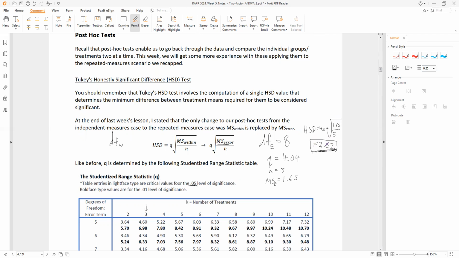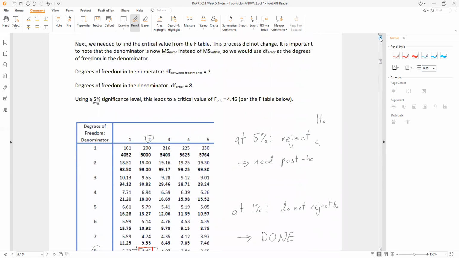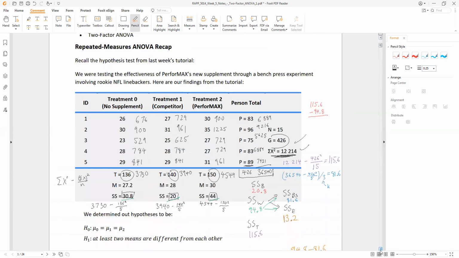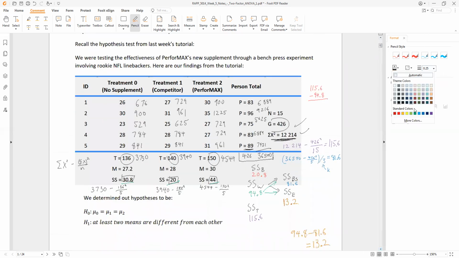So what do I do with that? Well, with that, now I go back to my group means, and I see which ones were different by more than this amount. So 2.32. If we go back to our group means, here they are. I'll do it in this dark red here. So I'm doing my group means, and I'm doing the HSD equals 2.32.